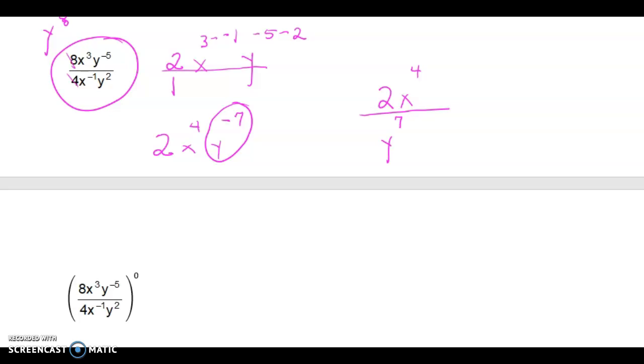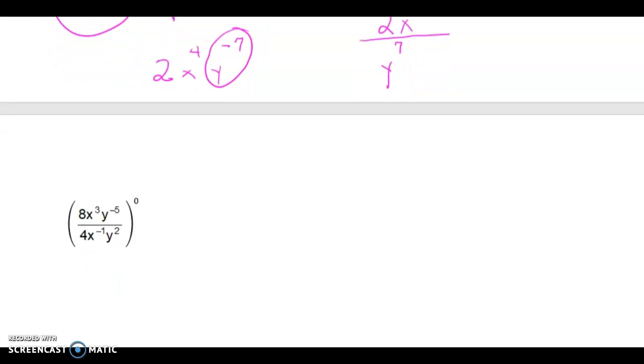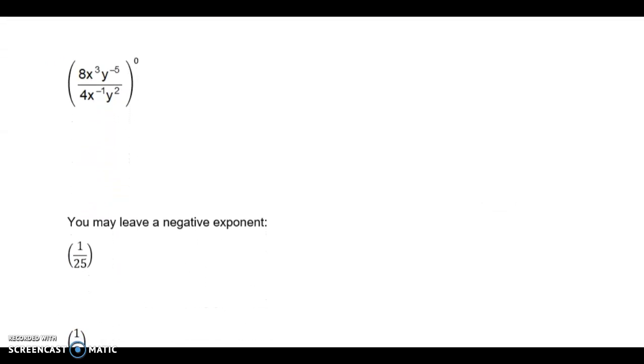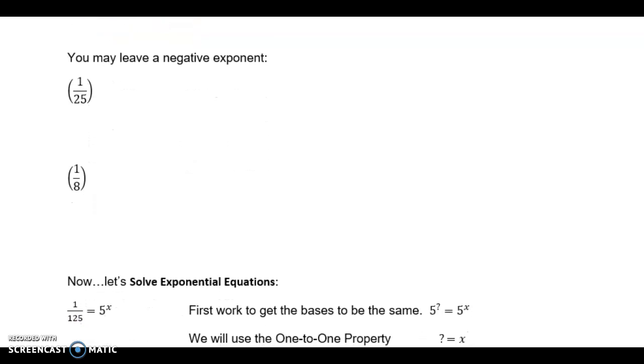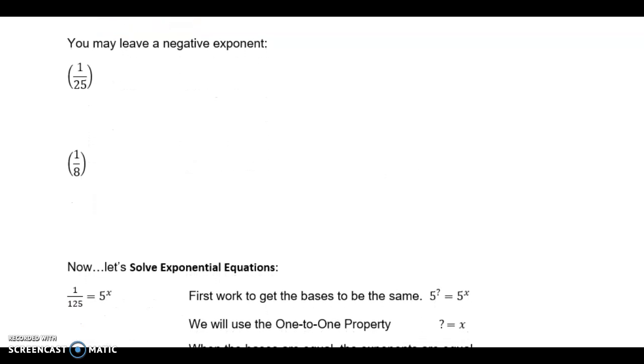Remember, negative powers mean to do the reciprocal. So we did. This one's super easy because the whole thing is to the 0 power. Anything to the 0 power is 1. Okay, here are a couple examples. We want to rewrite this, and this time I'm going to let you leave a negative exponent.